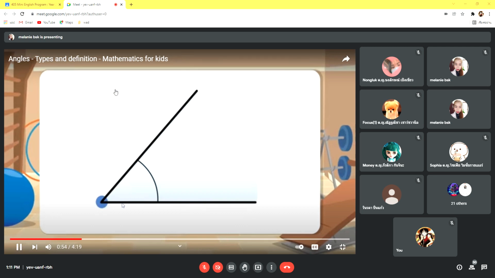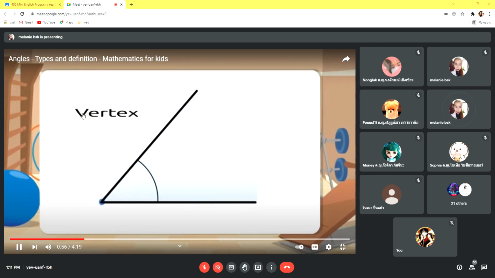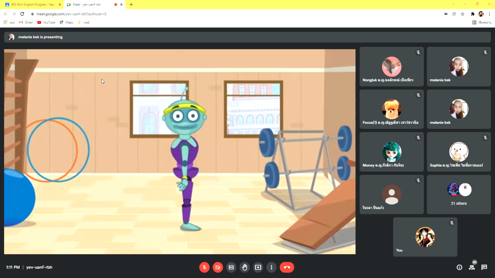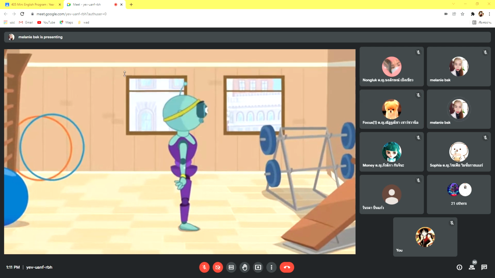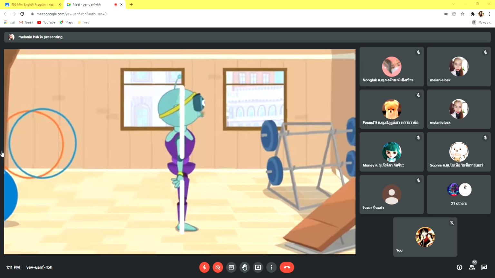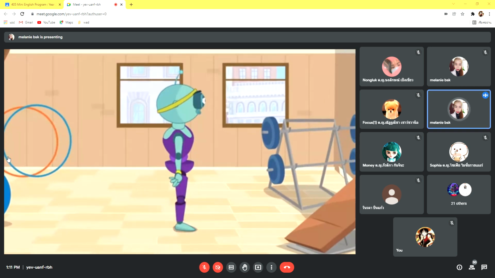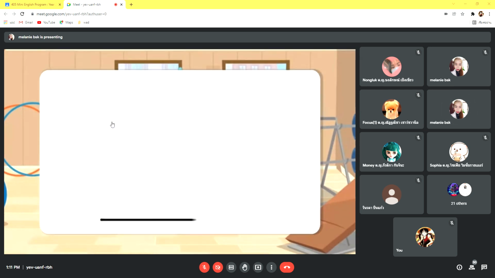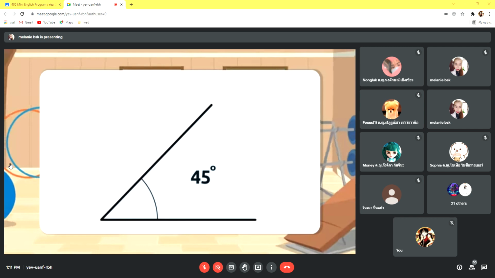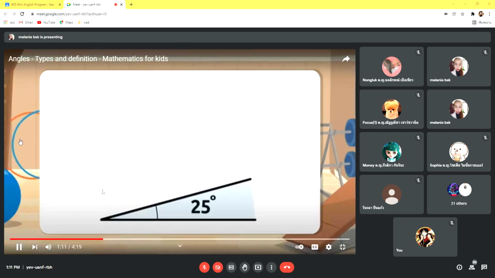It's called the vertex. In my body, the vertex would be my hips and the segments, the upper and lower parts of my body. There you go. We measure angles in degrees. Degrees indicate how open. So children, we measure angles by means of degrees, and we measure angles by means of your protractor.